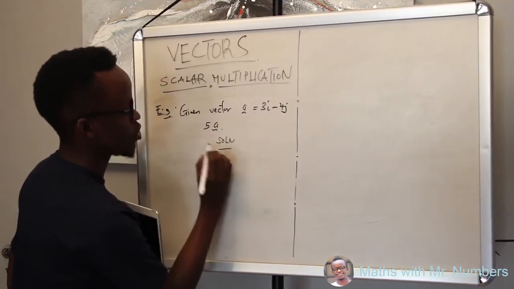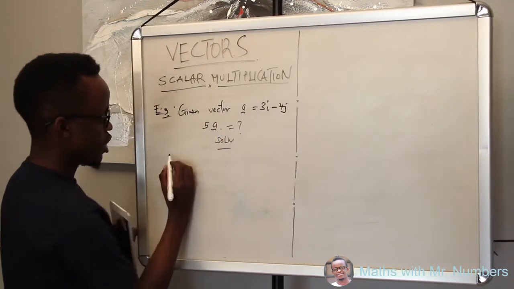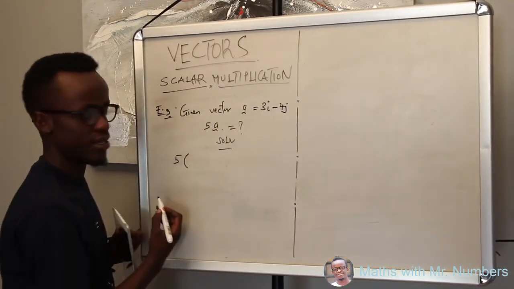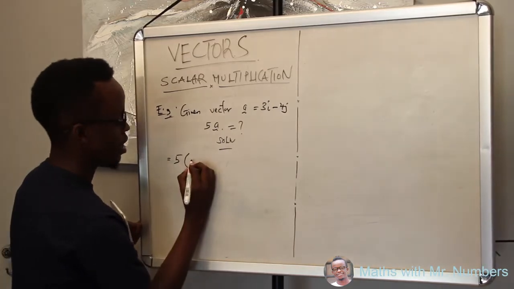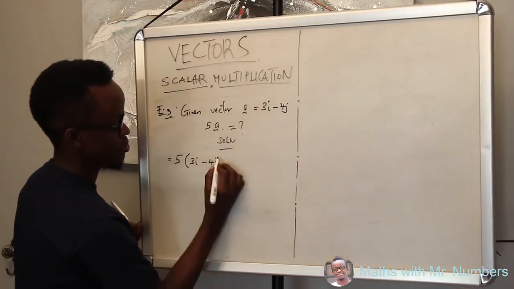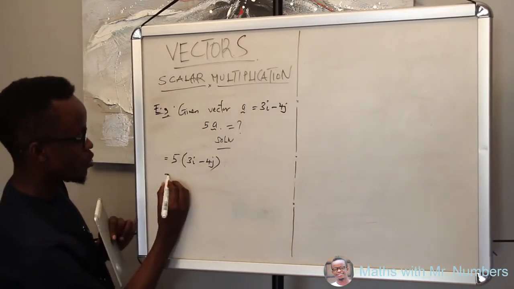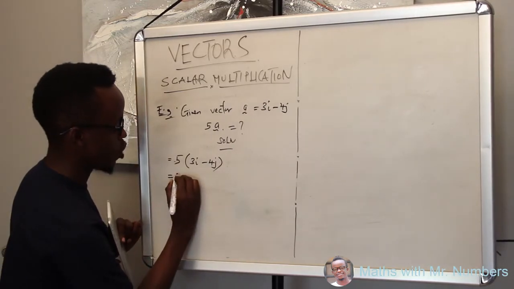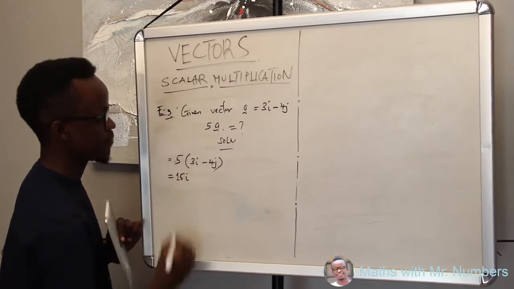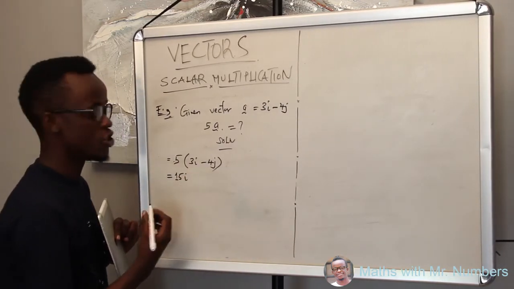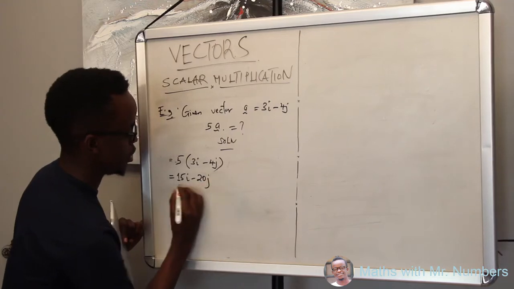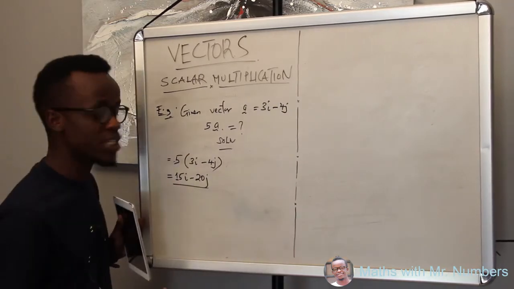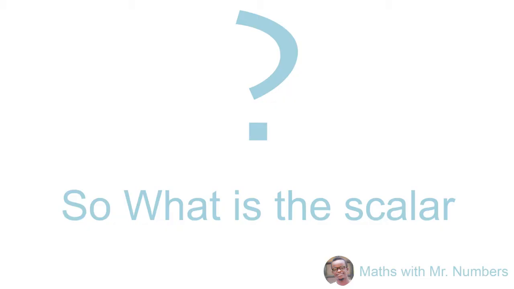Therefore, the solution of this kind of question is you take that 5 outside, then you put brackets, and you substitute the value of vector A, which is 3i minus 4j. After this, we multiply by 5 by opening the brackets. Therefore, 5 times 3 equals 15i. Then 5 times minus 4j equals minus 20j. This is how we deal with scalar multiplication. You just have to multiply a number outside with a certain vector.